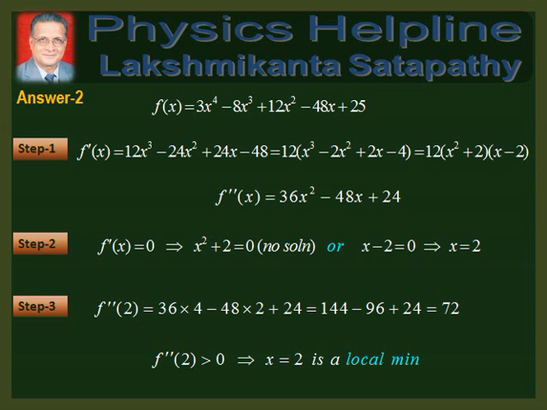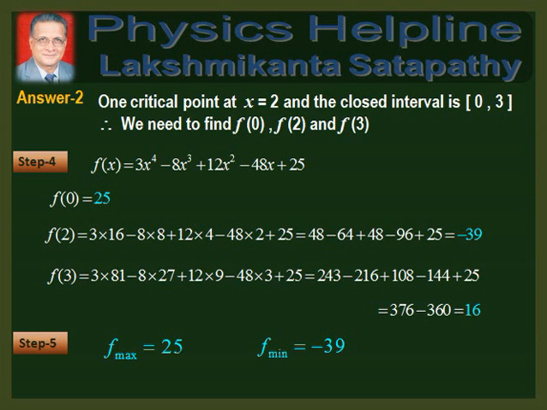In the second step, we solve the equation f'(x) = 0 to get x^2 + 2 = 0, which has no solution, and x - 2 = 0, which gives x = 2, which is the only critical point. In the third step, we evaluate f''(2), which is equal to 72. Since it is positive, we have a local minimum at x = 2.